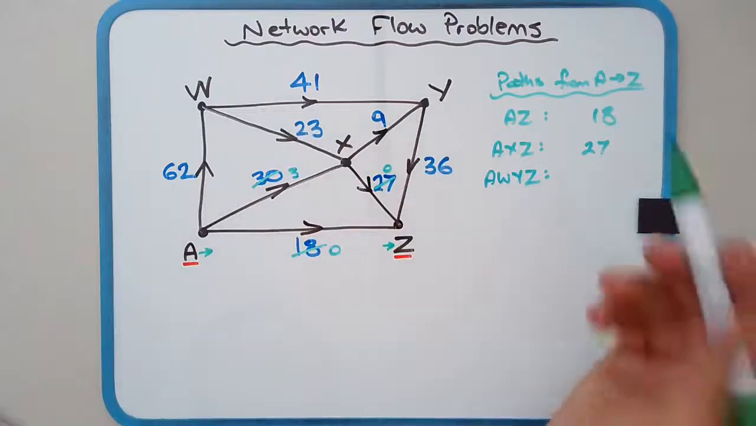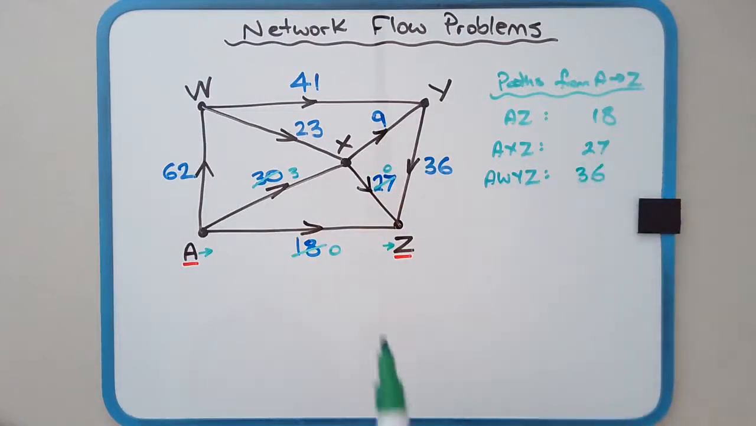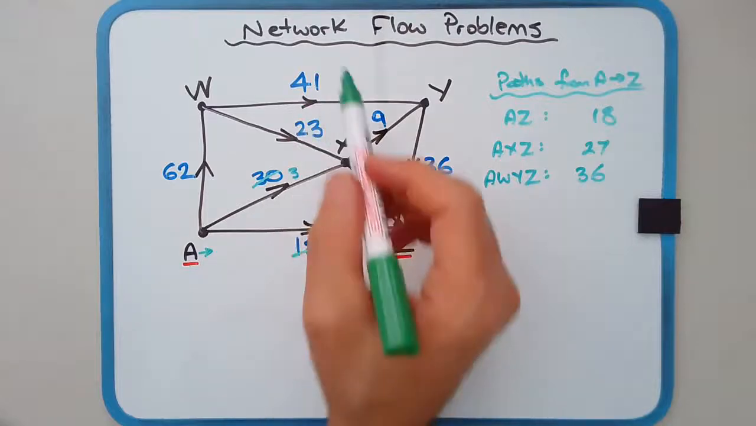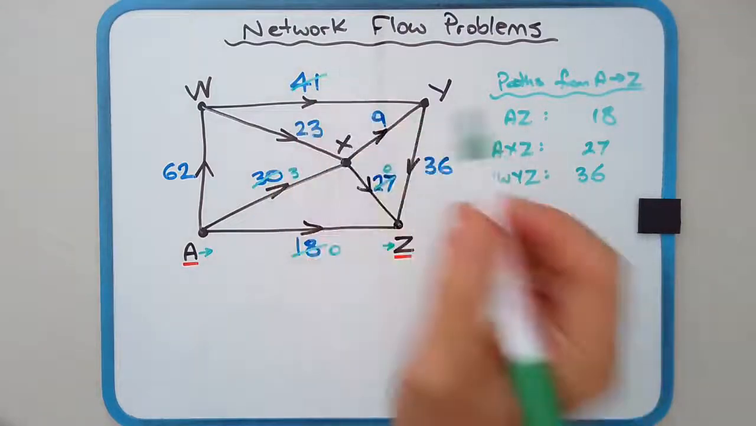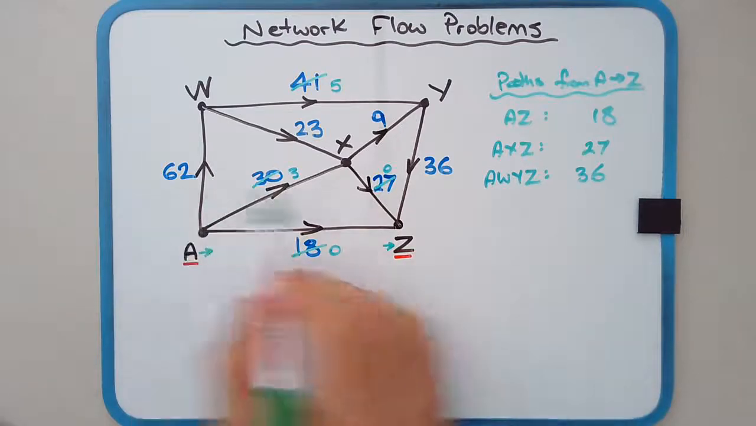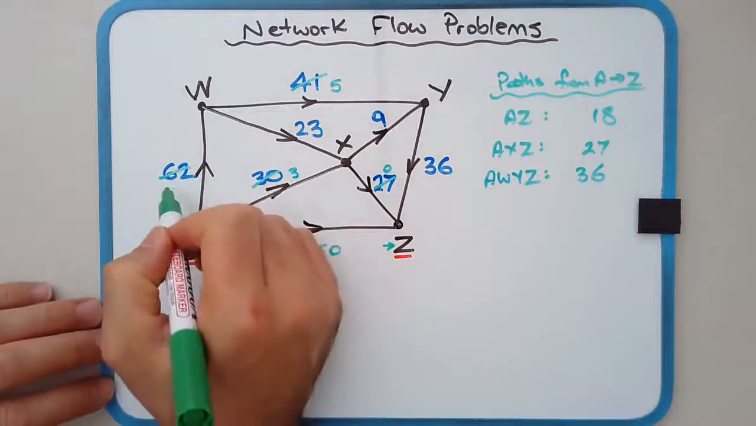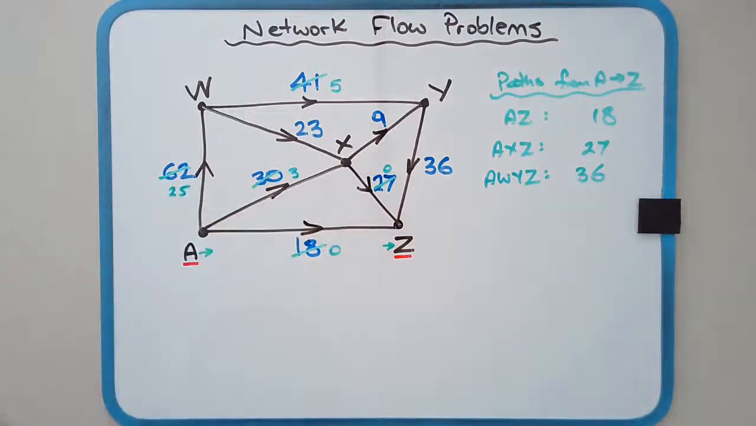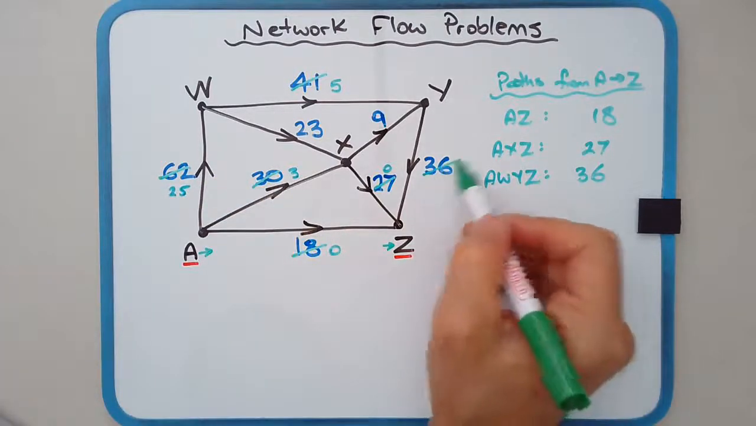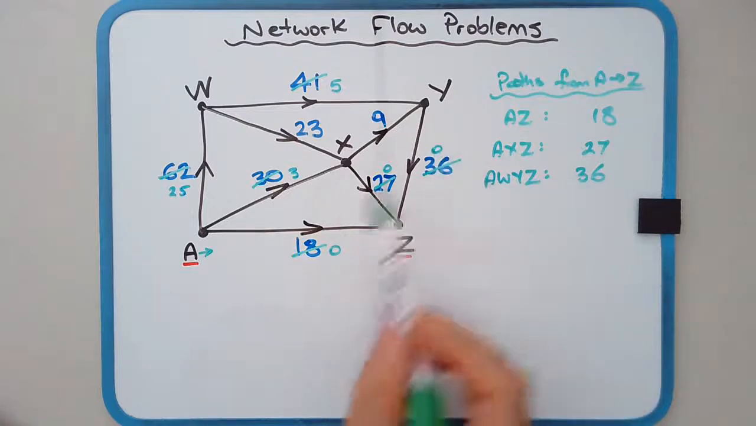So we take the smallest number, which is 36, and we subtract 36 from 41, which gives us a remaining capacity of 5. From 62 we take 36 away and we get 25. And obviously from 36 we take 36 away and we get 0. So that's it. We've now saturated all the inflows to Z.